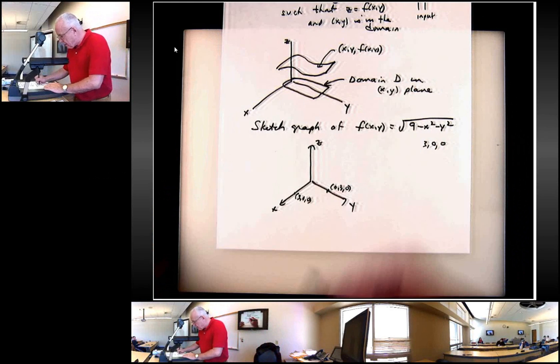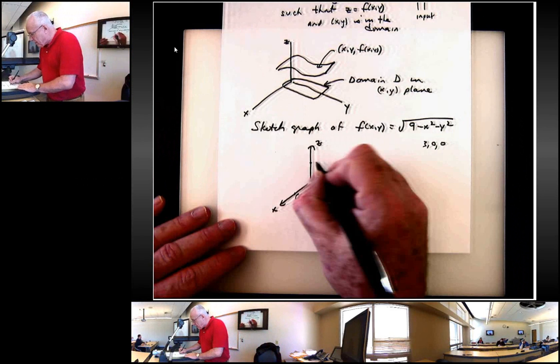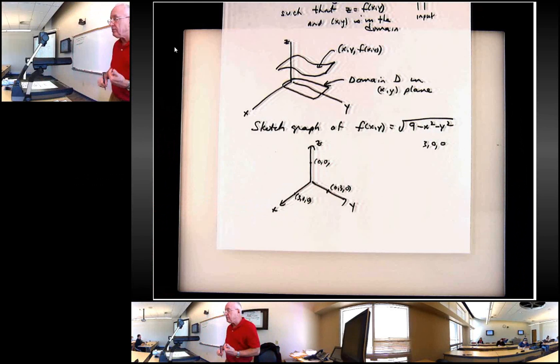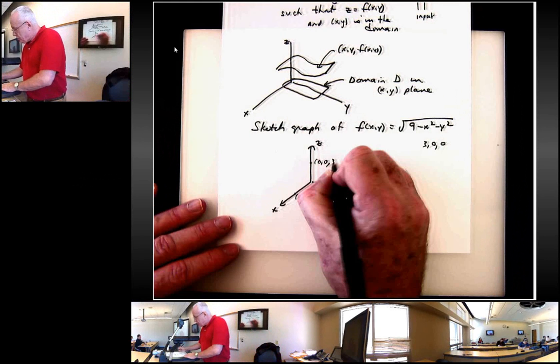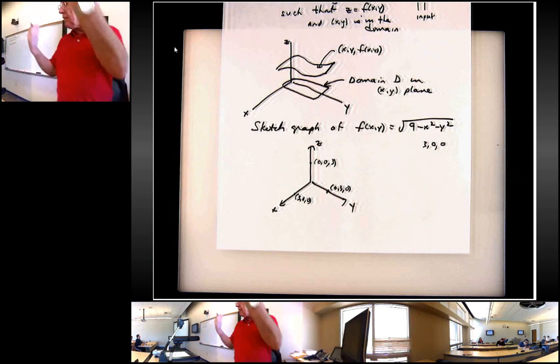Or we could also have a point up here on the z-axis where both x and y are 0, but z is equal to 3. Because notice when x and y are 0, then we just have the square root of 9, so that's 3.